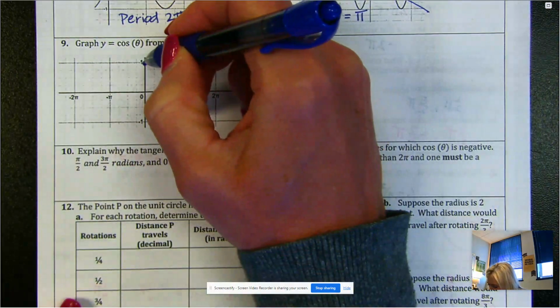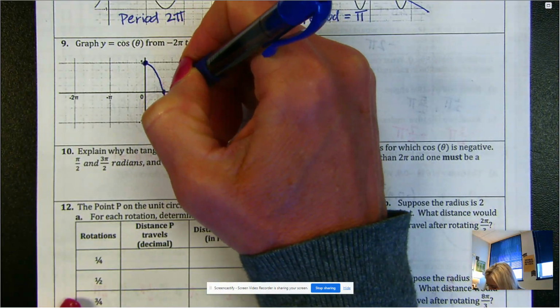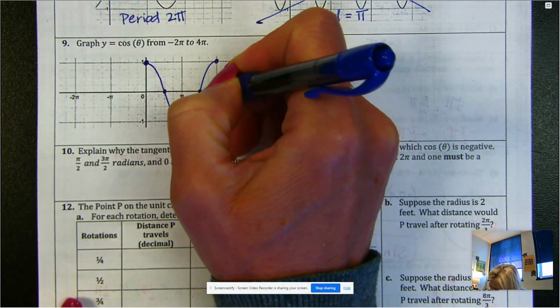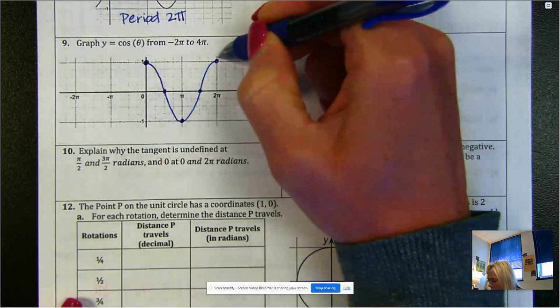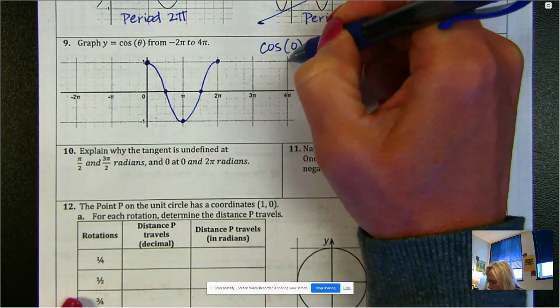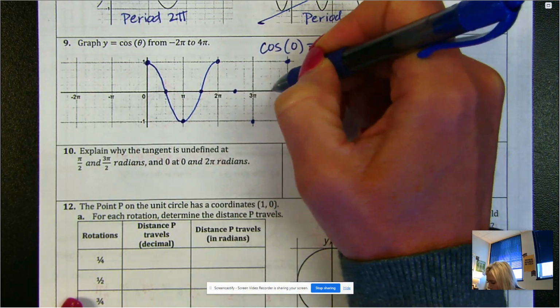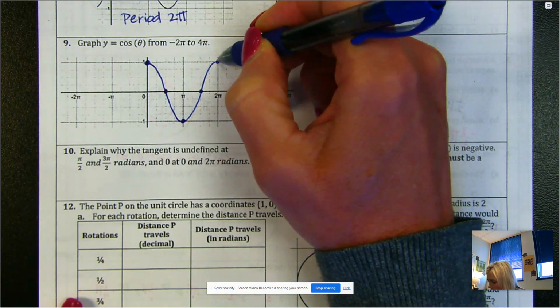So this is one cycle, and every other cycle will look just exactly like this. So the next one starts at 2 pi, ends at 4 pi, 3 pi is in the middle, and then it has those points at 0.